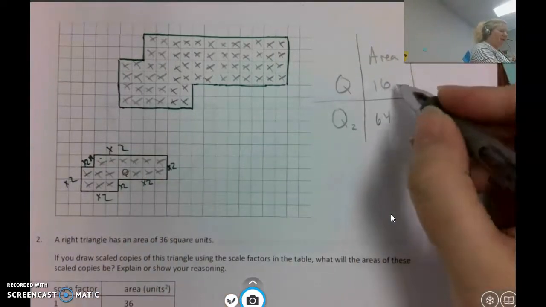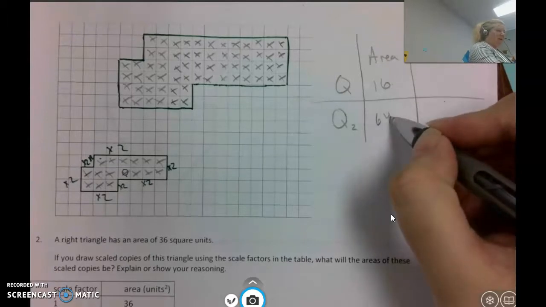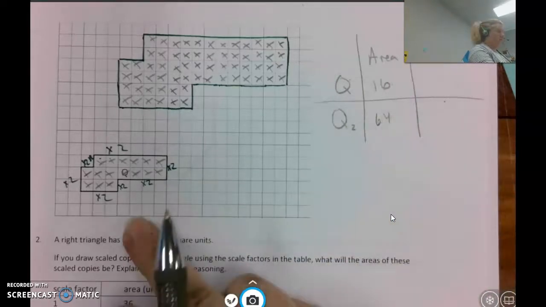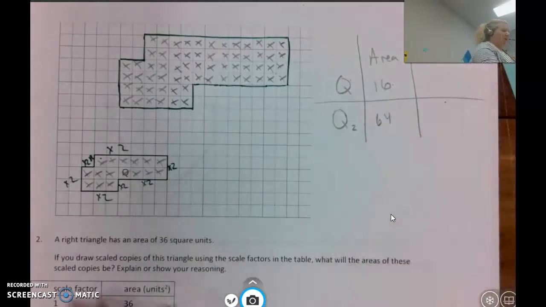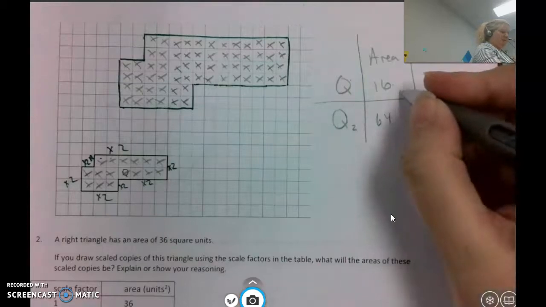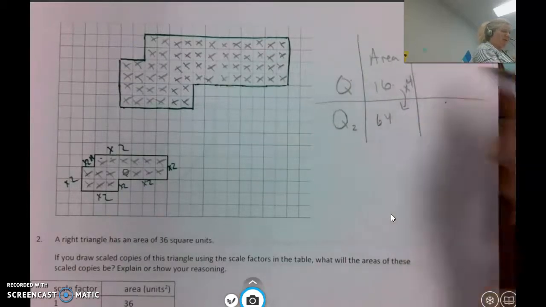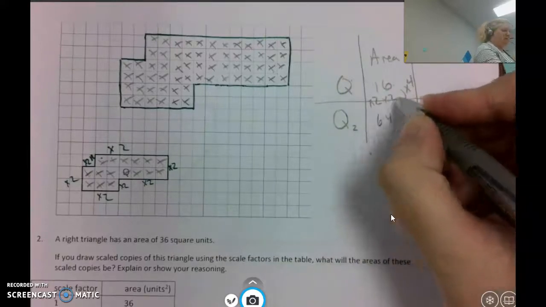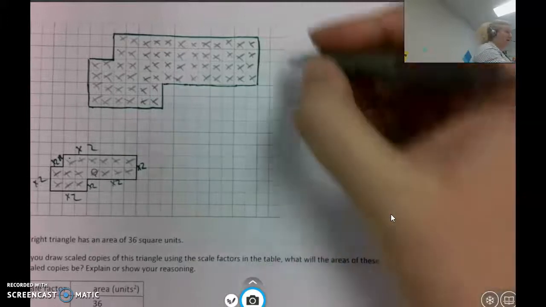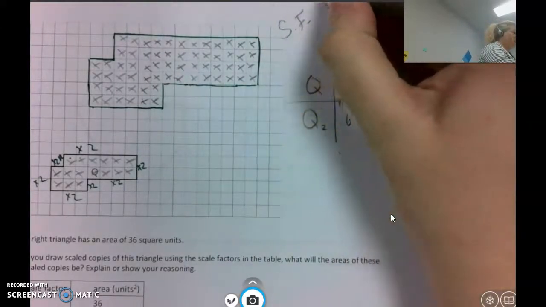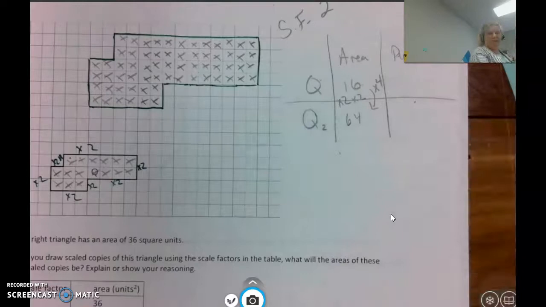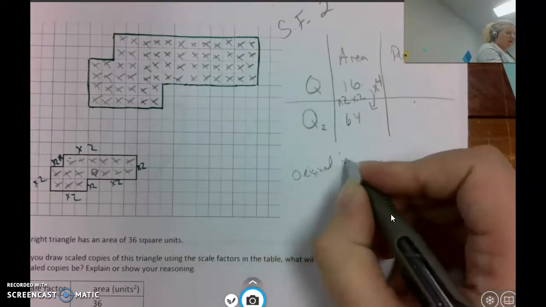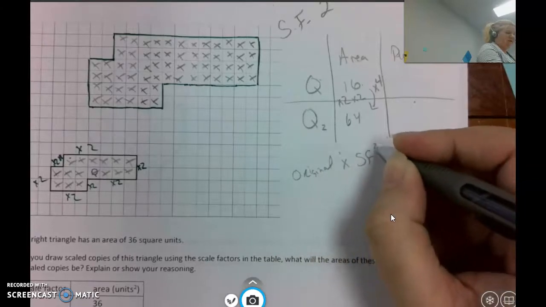And what I see here is to go from the area of the original to the area of the scaled copy, that I've not just multiplied by 2, I know that is times 4. Or in other words, times 2 times 2. And the scale factor, remember, was 2. So for the area of the new shape, you take the original times the scale factor squared.